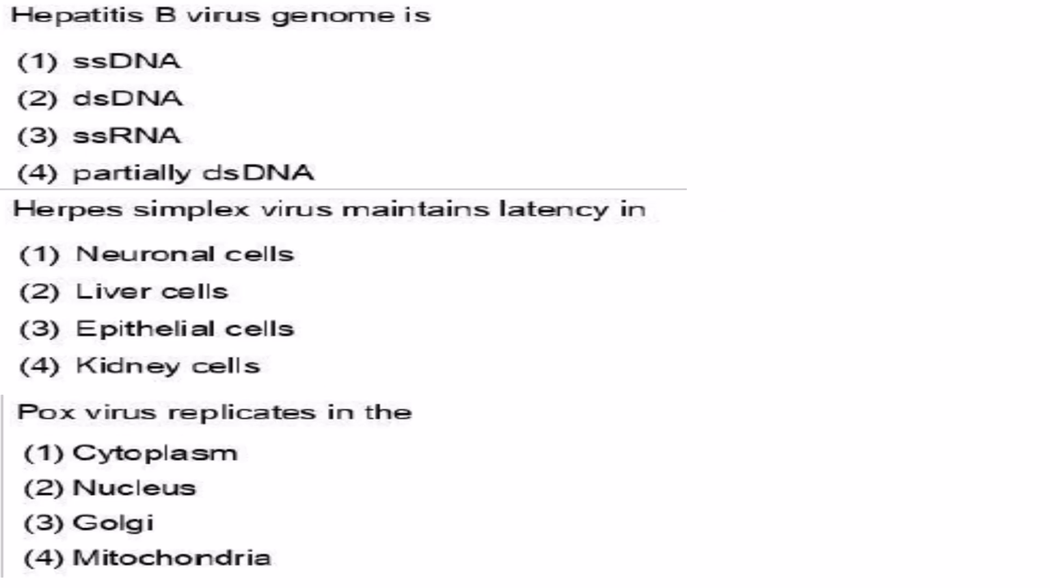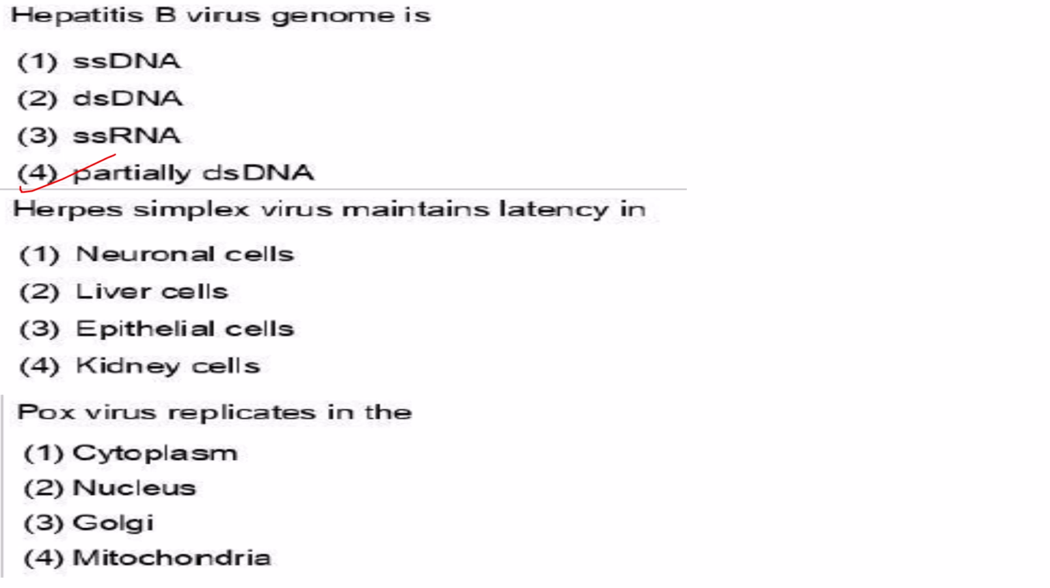Then hepatitis B virus genome is partially double stranded DNA. So it is a circular DNA molecule, and one strand is complete while the other strand is incomplete and has a short single stranded region. That is why it is partially double stranded DNA.